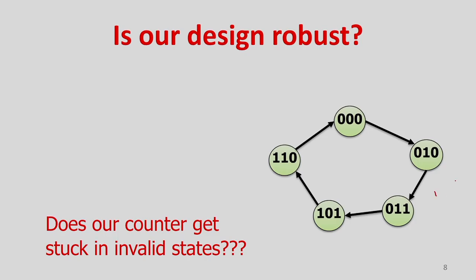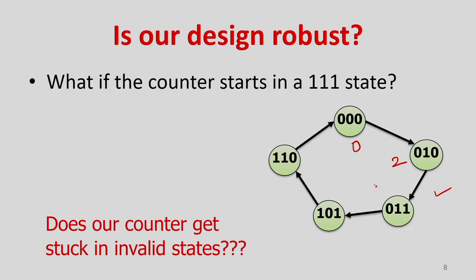And clearly, does our counter get stuck in any invalid state? Because there are 8 states, but in our counter, with 3 bits, 3 flip flops, there is the possibility of 8 states, and we are using a counter of 5 states. What are the invalid states? Particularly in this case, we are using 0, 2, 3, 5, 6. Invalid states are 1, and then 4 and 7.